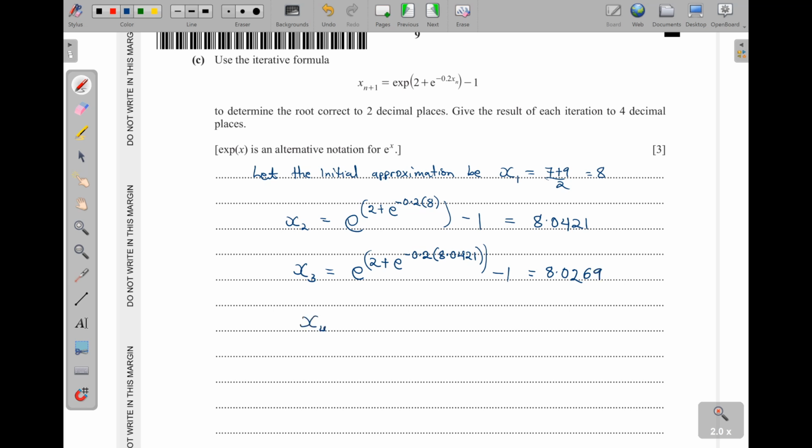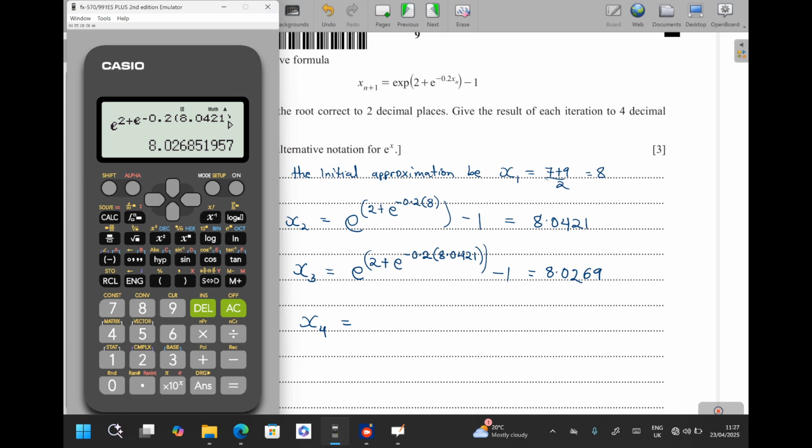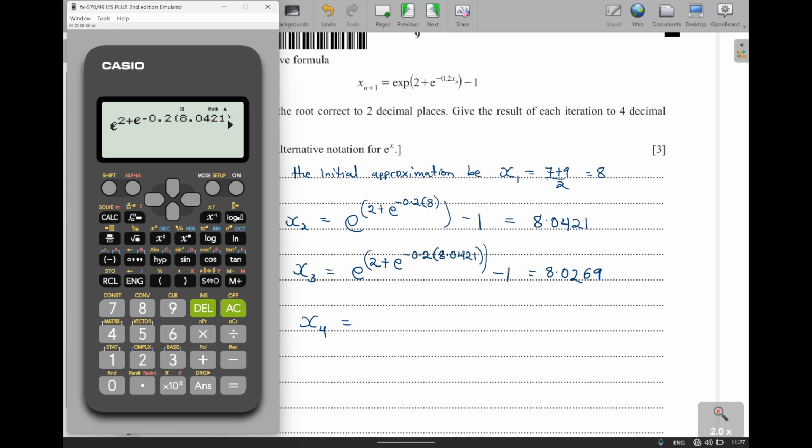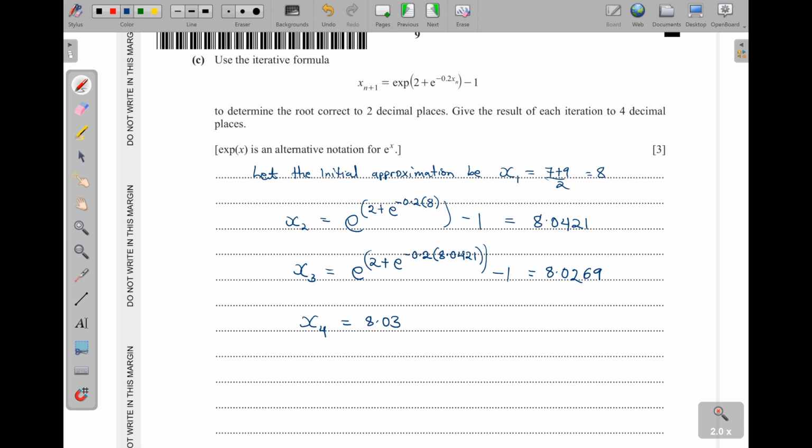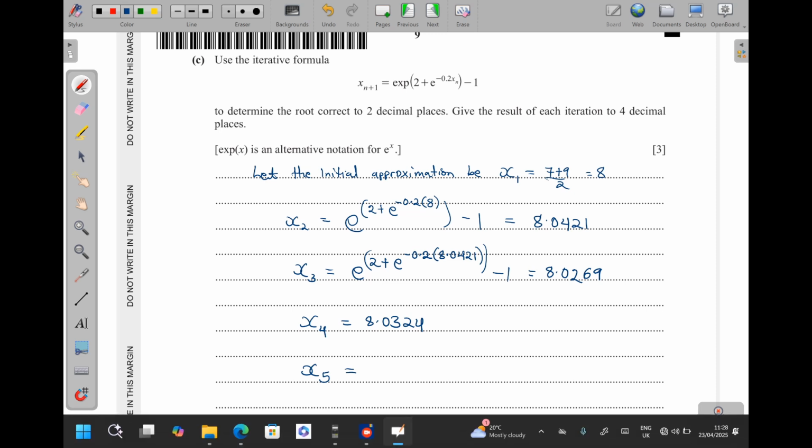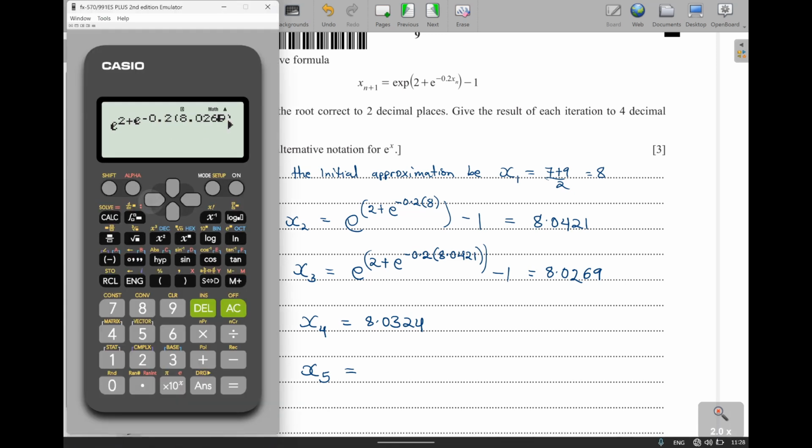Then next, x4, when we go back, we just put here 8.0269. So we shall get 8.0324. Then what is x5? You put this one back here, 8.0324. We get 8.0304.